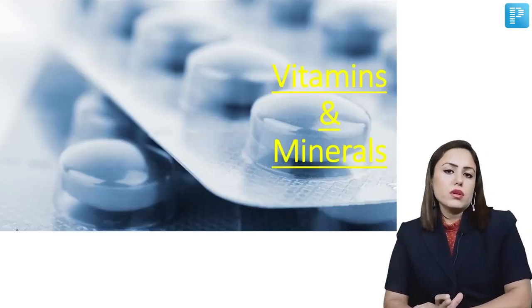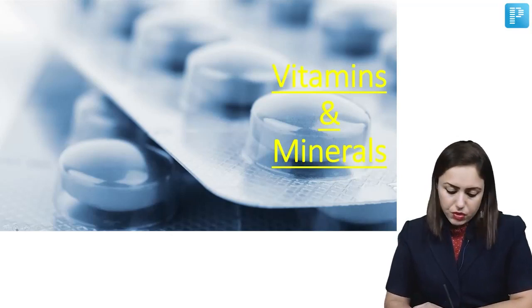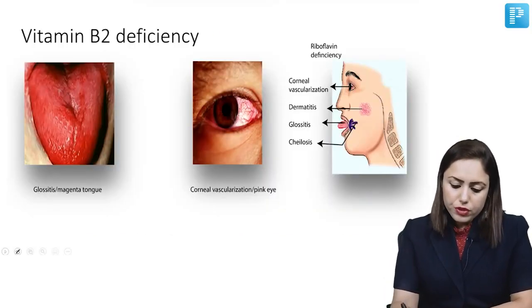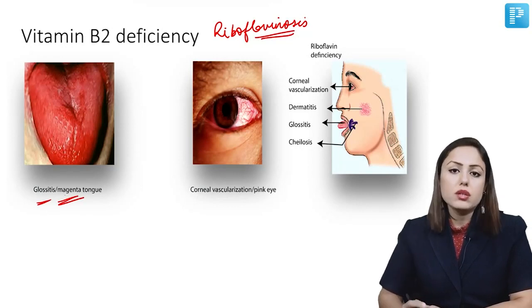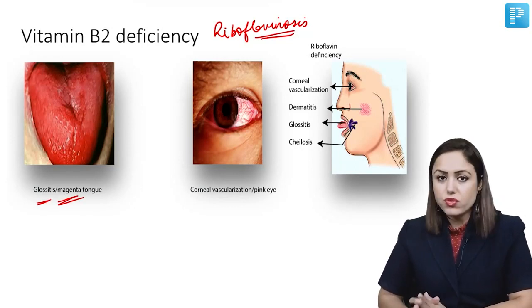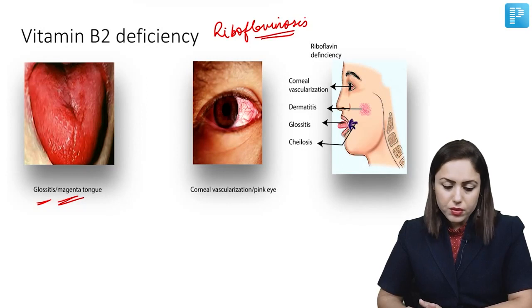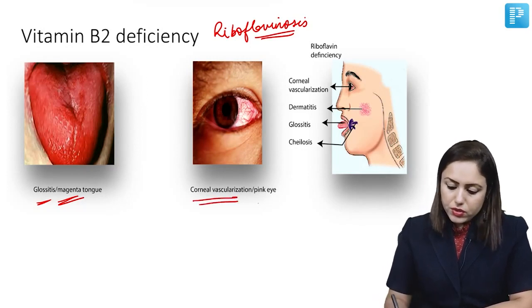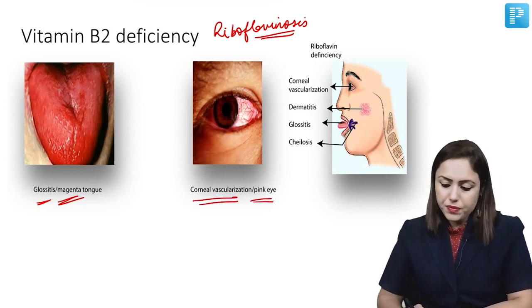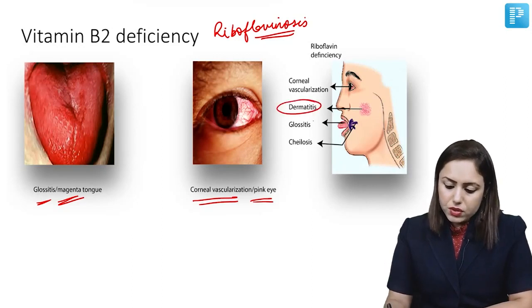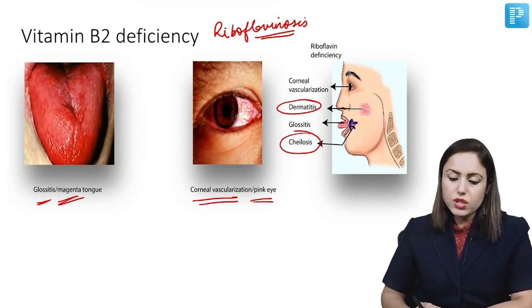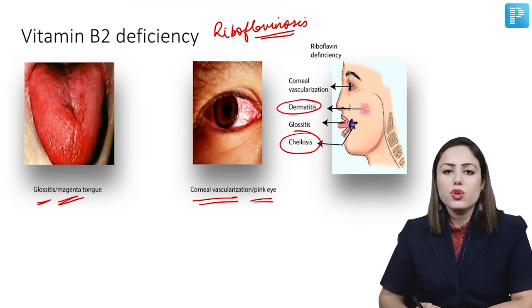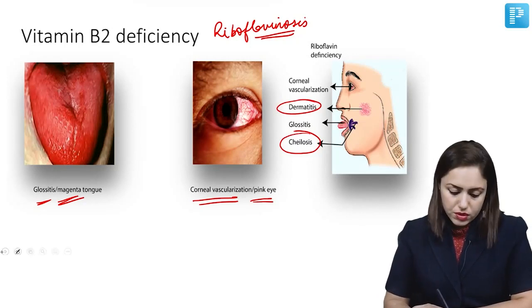Then let's do some images in vitamins and minerals. Vitamin B2 deficiency, riboflavinosis. Patient has magenta tongue, or you can say glossitis, because of the inflammation it is magenta in color. Then corneal vascularization or pink eye. Then dermatitis, cheilosis, inflammation of corners of mouth, right? So these all occur in riboflavin deficiency, known as riboflavinosis.